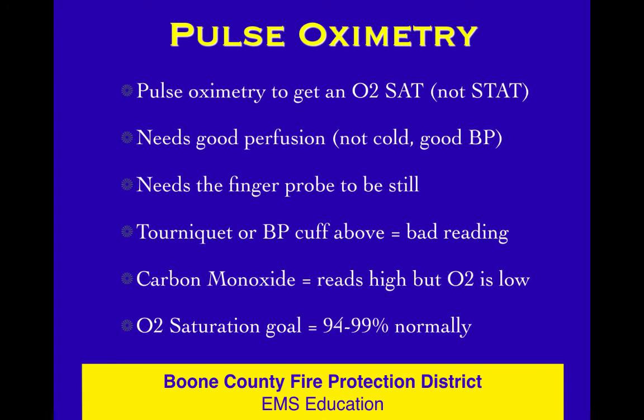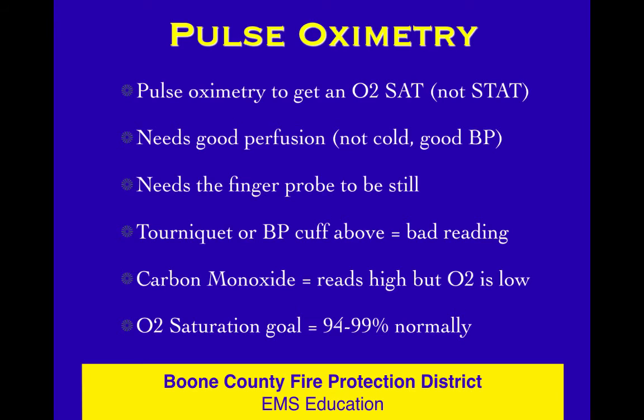Pulse oximetry. You put a pulse oximeter, or a pulse ox, clips on their finger. You get an O2 saturation, not a stat, an O2 sat. And that O2 saturation, the goal for a person without lung disease is to be 94 to 99%. Ice cream is good. A gallon of it is not good.